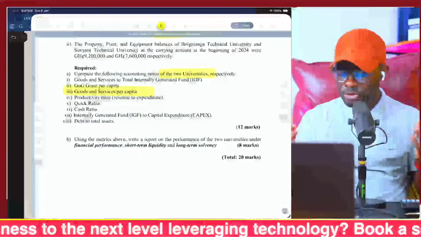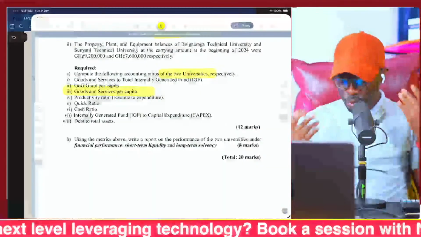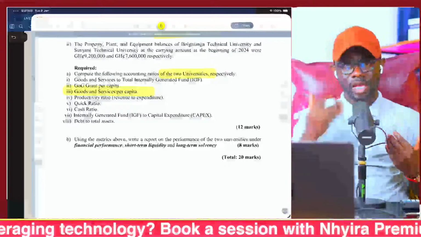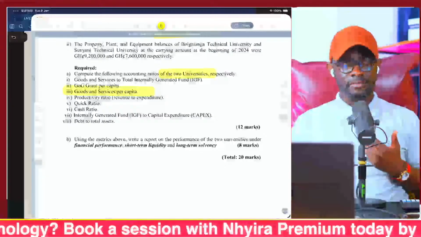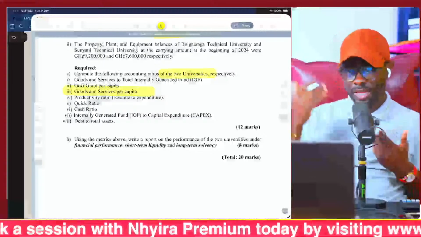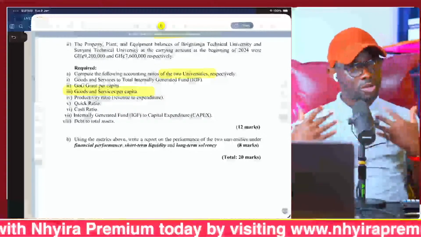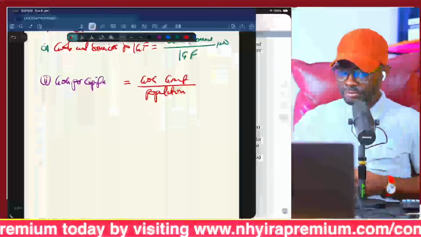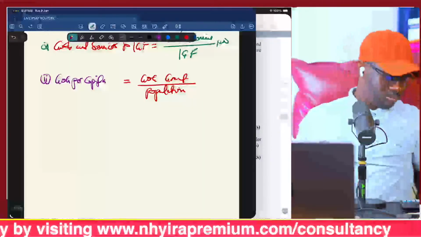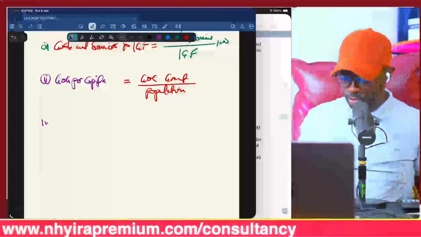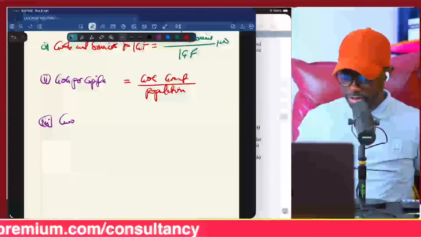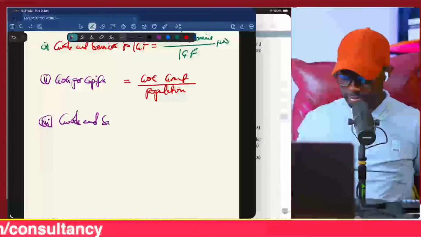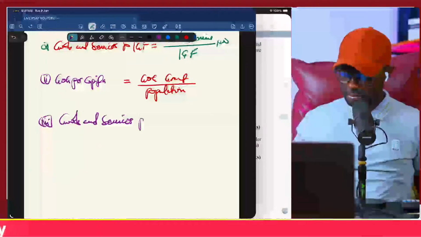But that's the idea about goods and services per capita. What the school is spending per head on tuition. And you expect this ratio to be significantly higher. So 1, 2, 3. Goods and services per capita.